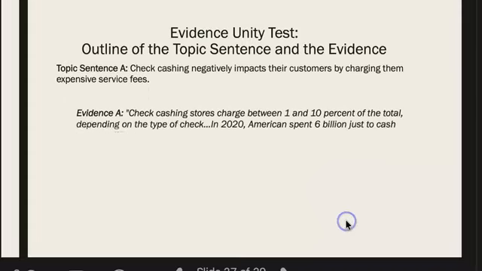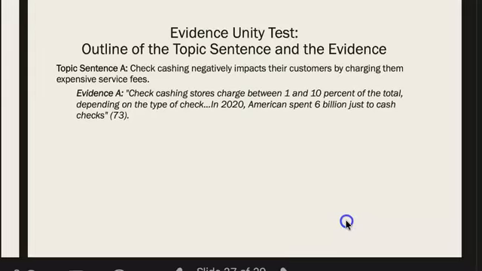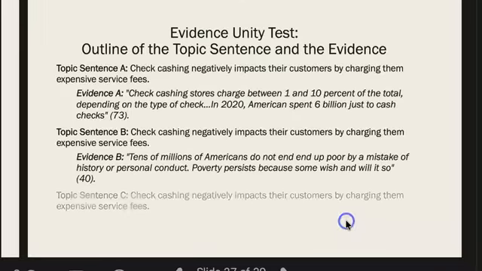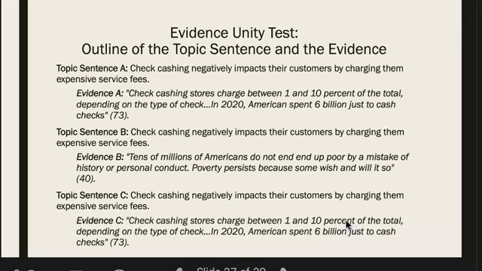So here we go. Outline of the topic sentence and of the evidence, what we got here. Okay, so topic sentence A and evidence A, topic sentence B and evidence B, topic sentence C and evidence C. When it is placed like this, it's really easy to see whether or not it matches. This is the 3 paragraphs that we just looked at with their topic sentence and the evidence isolated.